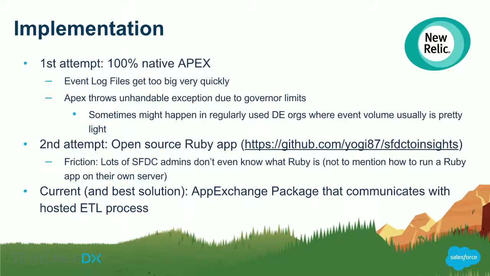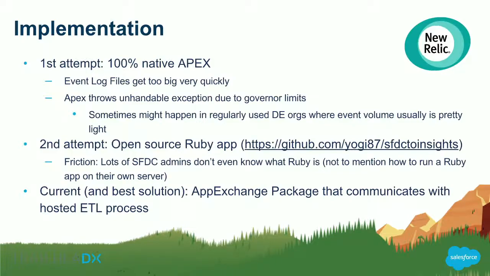The second challenge was once I actually started writing Apex, I ran it in my developer org. It ran totally fine. I then ran it in New Relic's Salesforce org, and every morning I would come back to no data. I was trying to wonder what's going on. Any of you ever run into governor limits? Unhandleable exceptions? That's exactly what happened, because those event log files in a production org tend to get really, really big. And Apex is just not suited to handle that. And again, at some point, the governor kicks in and says, not going to do it.